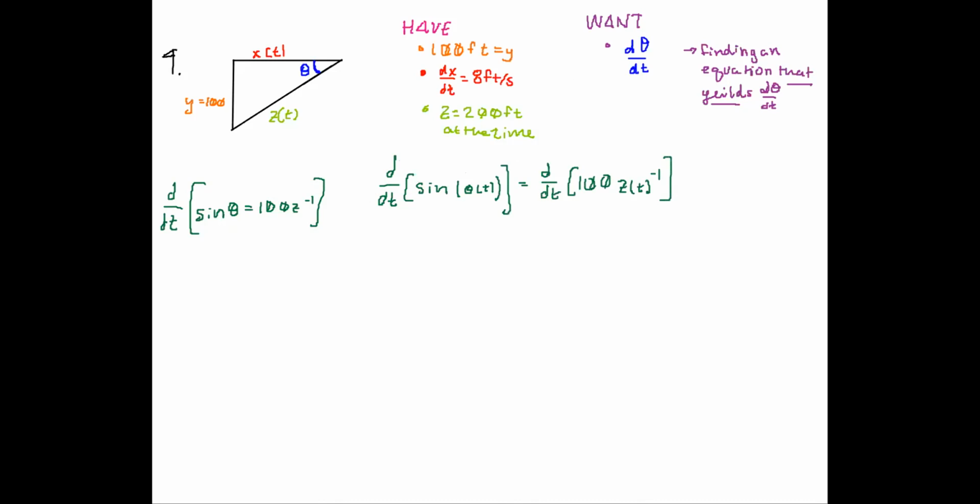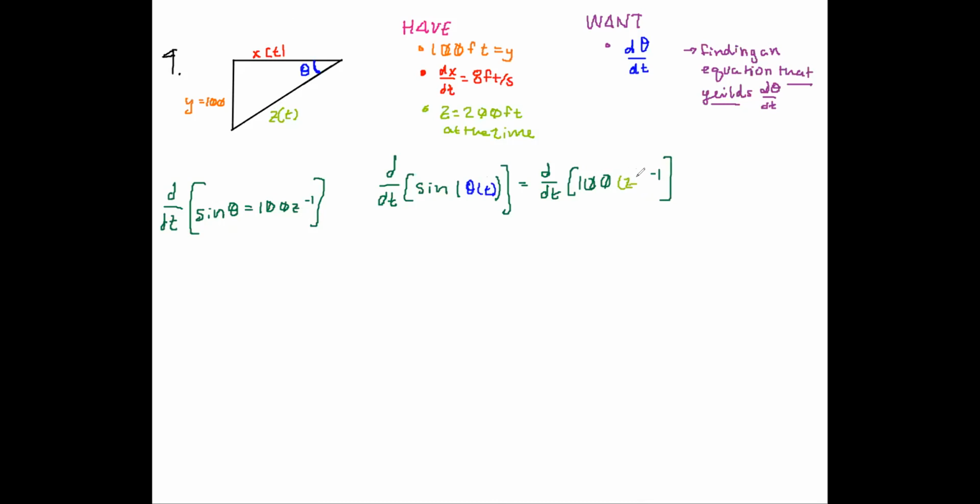Wait, did we lose cosine somewhere? Nope, there was no cosine. So we have d/dt of sine. Sorry, I'm just missing the part on the right side of the equal sign. So this is 100 z to the negative 1.